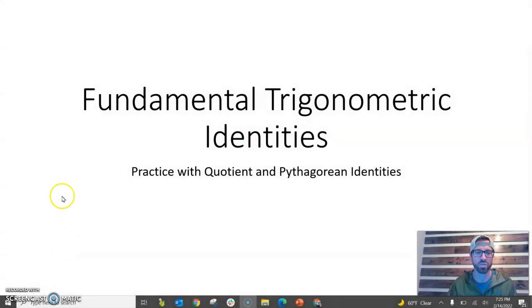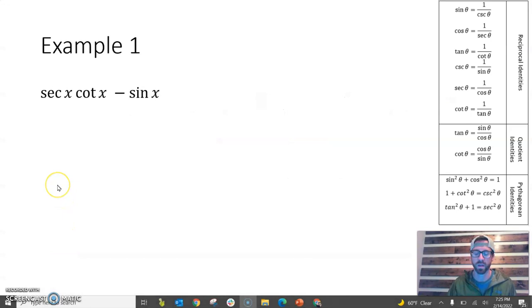All right, in our third video, we are going to do a couple practice problems that use both reciprocal and quotient identities. So we're going to try to tie it all together in this one. And to help with that, I've got our reciprocal identities, our quotient identities, and our Pythagorean identities over here to the side, because we're going to keep referencing these throughout these problems.